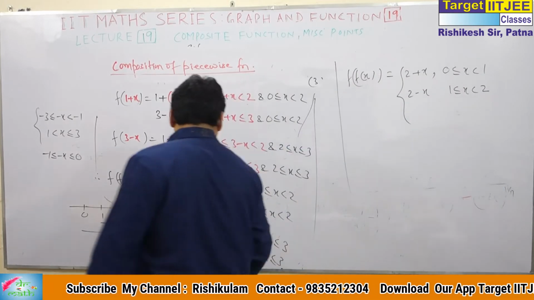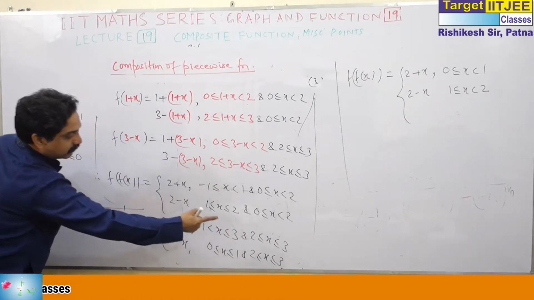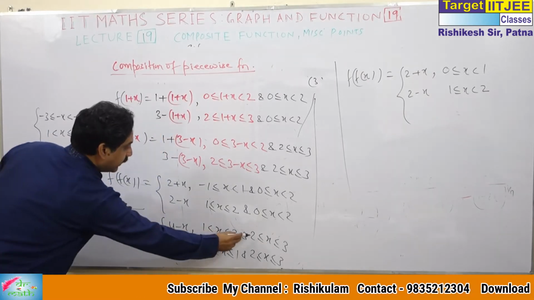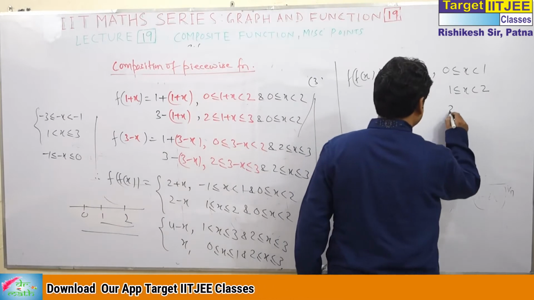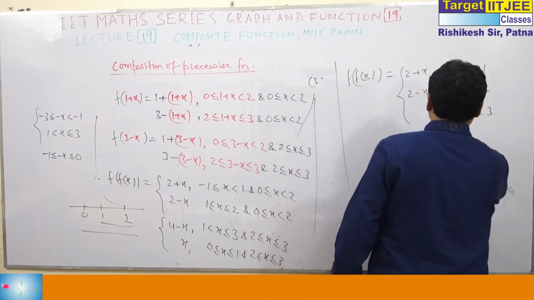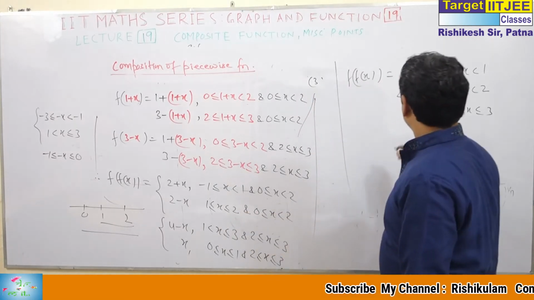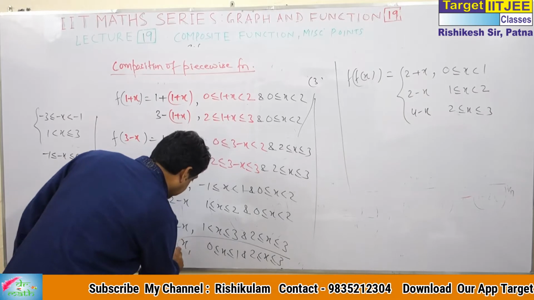Now come to this. What is common in this? Very easy. Between 1 to 3 and 2 to 3, common is 2 to 3. So this is actually 2 to 3. And finally, what do I get? This is 4 minus x. What is common in this? You will see this has no common point.